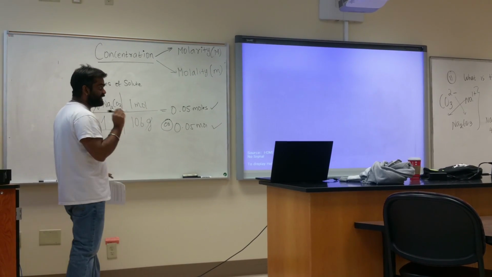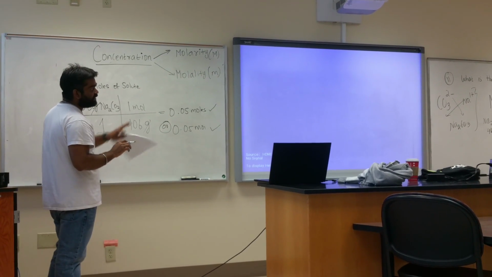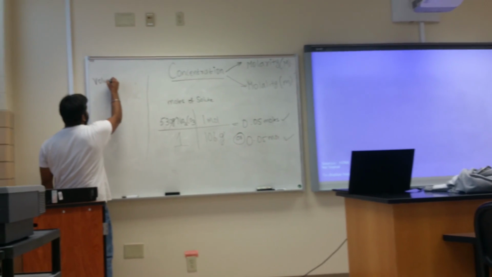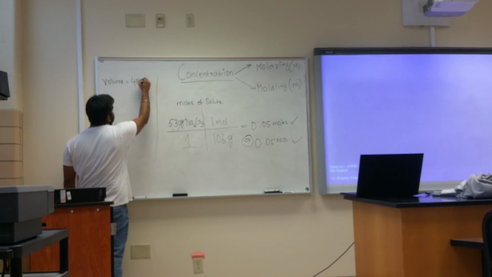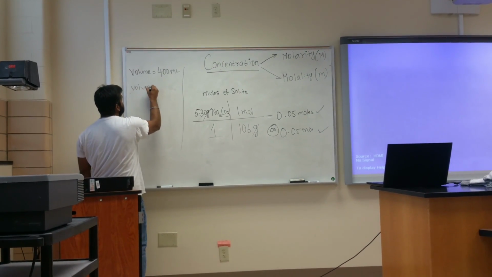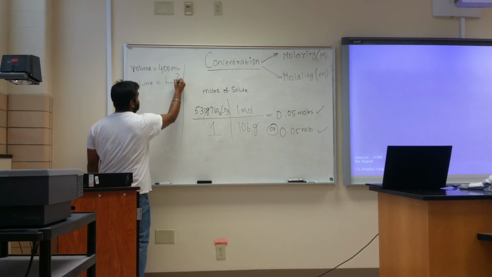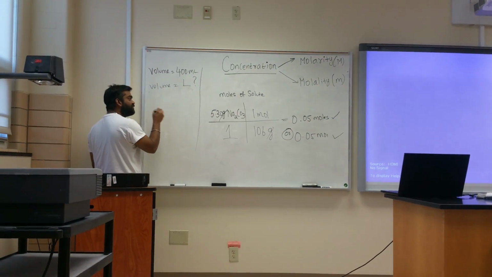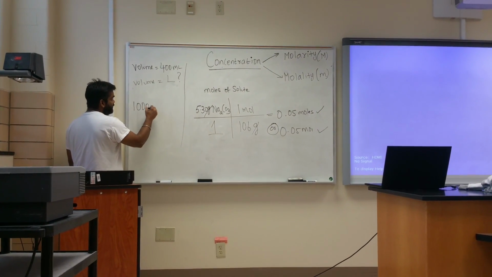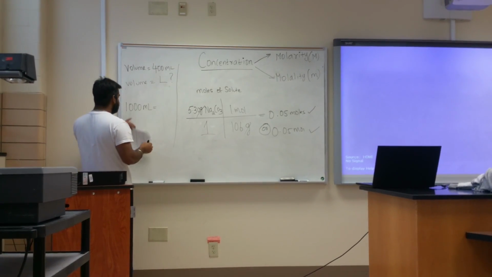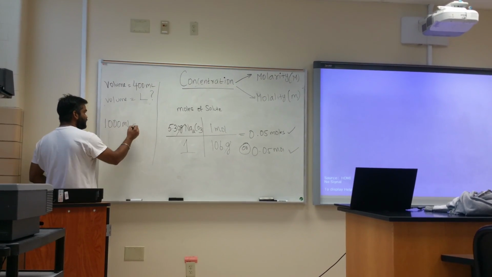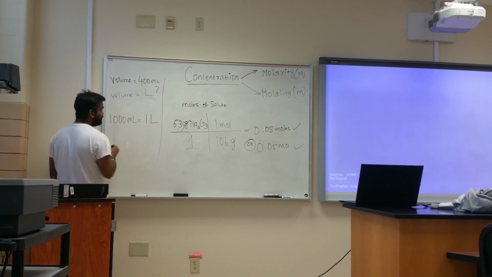The bottom is given as it is. We don't need to do anything. But the problem here is volume is given in milliliters. 400 milliliters. But we want it in liters. So I will give you the conversion factor: 1,000 milliliter is 1 liter. 0.4.